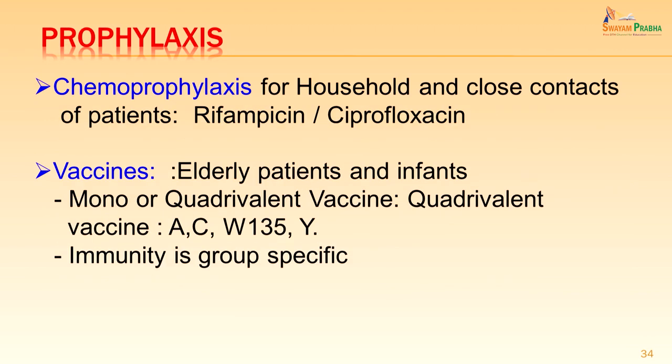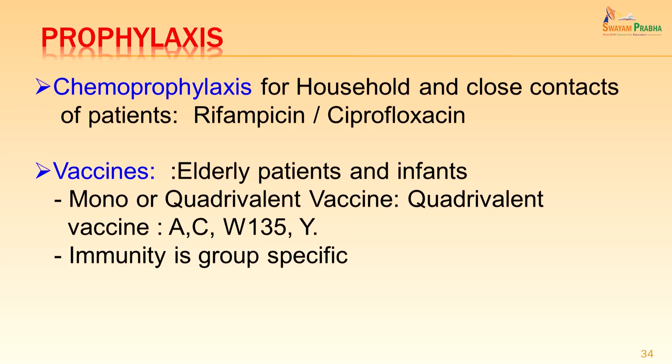our nose. So, how do you prevent it from spreading? Now, this particular patient, his household contacts were identified and they were given chemoprophylaxis. Chemoprophylaxis can be given either with rifampicin or ciprofloxacin. Vaccines are available. Elderly patients and infants can be given vaccine as a routine, and specifically when they are going for large gatherings like the Hajj pilgrimage, monovalent or quadrivalent vaccines are available.